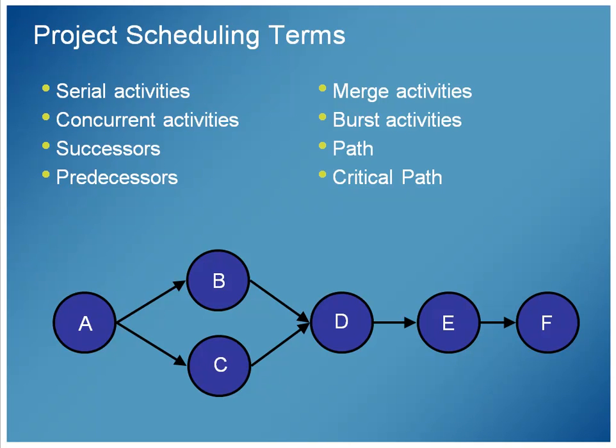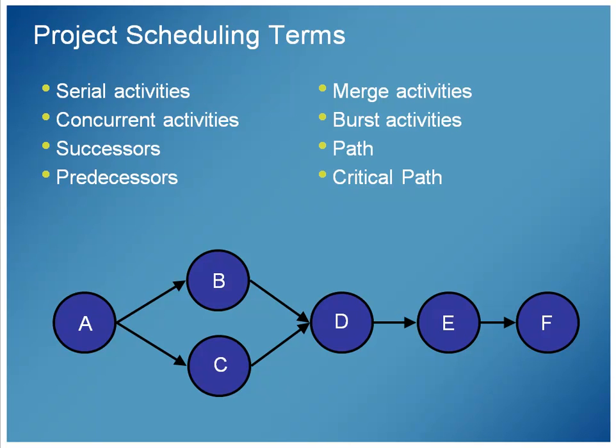A path is following the arrows. So a path would either involve B or C, but not both. So it could be A, B, D, E, F, or it could be A, C, D, E, F going through the top or through the bottom, but a path does not include both B and C in this case.